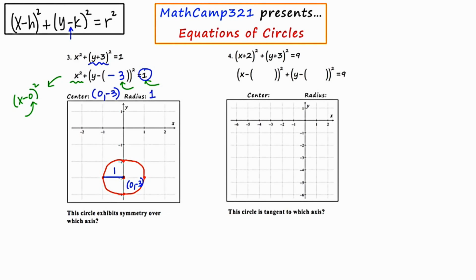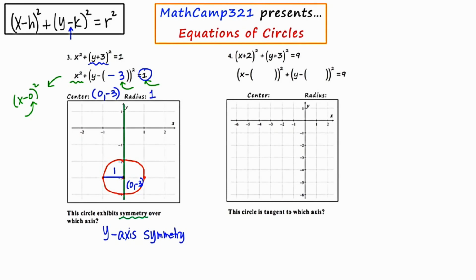Okay, and there's a little special question under the graph, and that says, this circle exhibits symmetry over which axis? Now the word symmetry, whenever I think of the word symmetry, I think of a fold. If we were to fold over one of the two axes, the x-axis or the y-axis, each side of the fold will line up. So I think if I were to fold along the y-axis, the left and right sides of the circle would line up. So I think this exhibits symmetry over the y-axis.